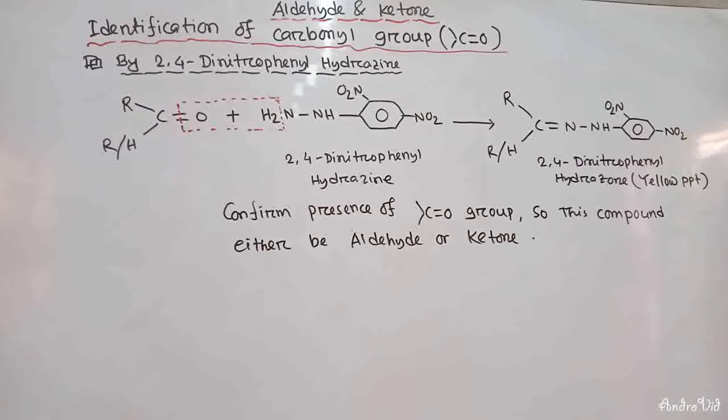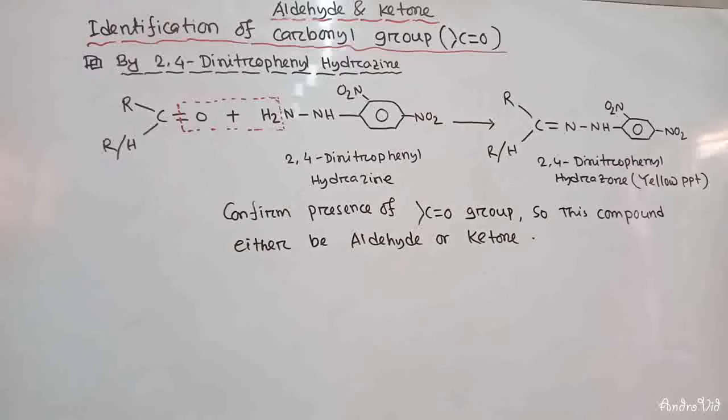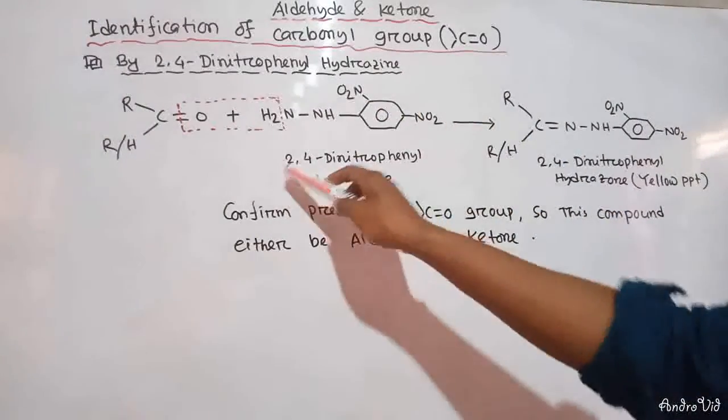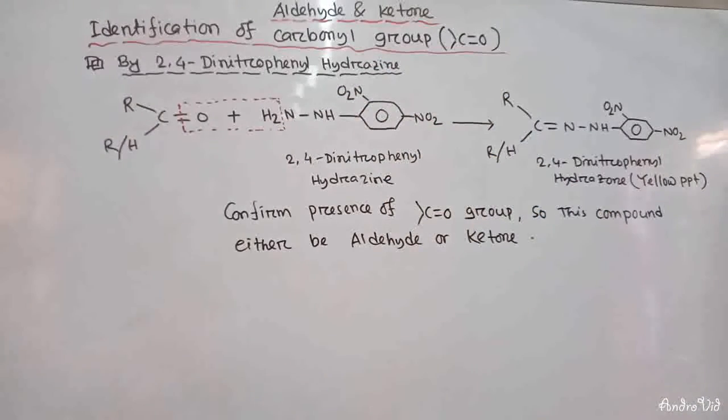So for this test, for the first time you have to take 5 to 6 ml of a carbonyl group containing compound, either it is aldehyde or ketone, in a test tube. Then you have to add this compound. The name of this compound is 2,4-dinitrophenylhydrazine. So you have to add 2,4-dinitrophenylhydrazine in this test tube which contains the carbonyl group containing compound.